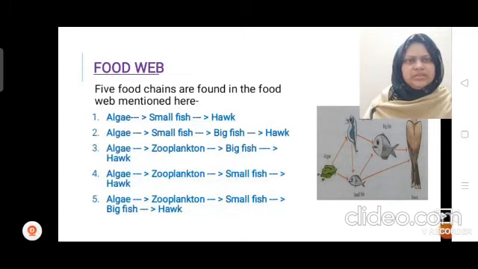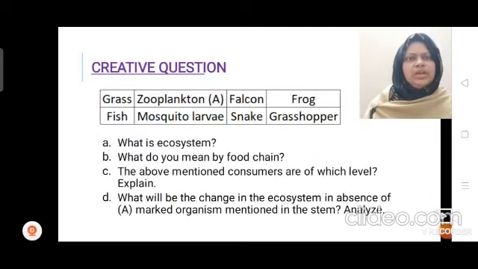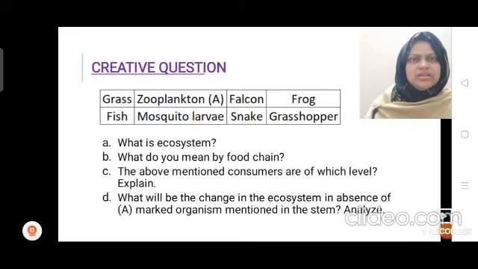these 5. Now, relative question. In the stem, we see some organisms. The organisms are grass, zooplankton, falcon, frog, fish, mosquito larvae, snake, and grasshopper.